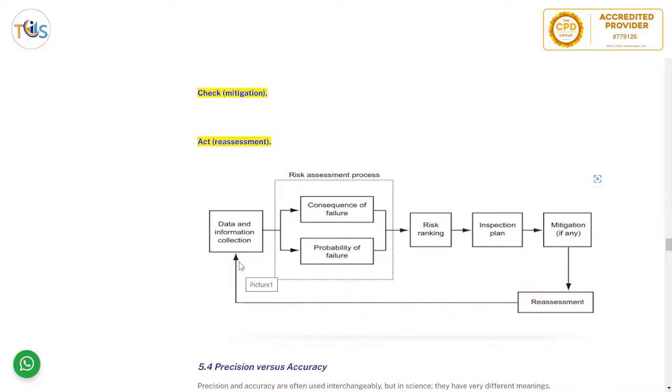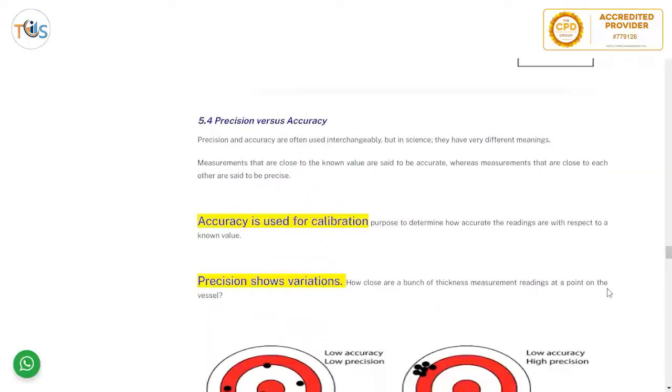limit or threshold. And then, because this is a dynamic process, damage mechanism and reassessment should be done every 10 years at least, or when there is a process change or there is a change in initial assumption. Then again you have to collect data and do the process again and again. So this is a PDCA.